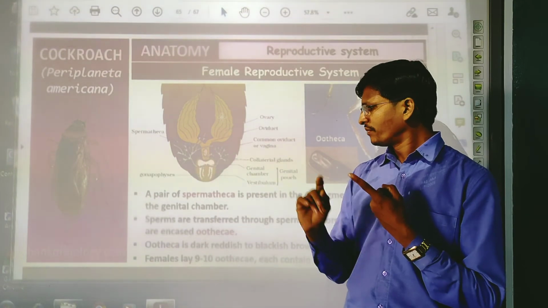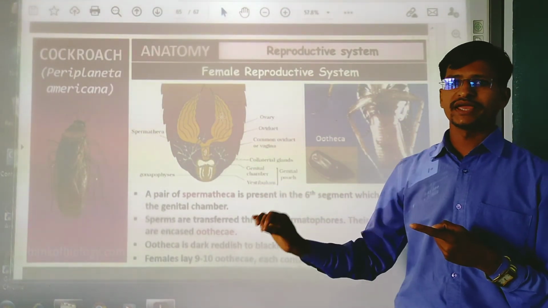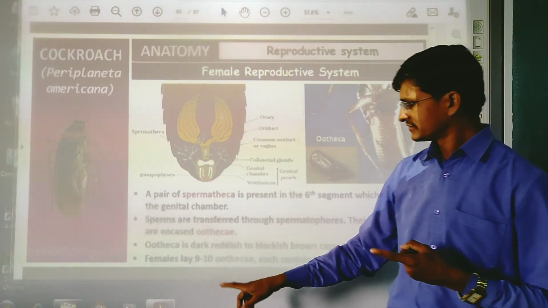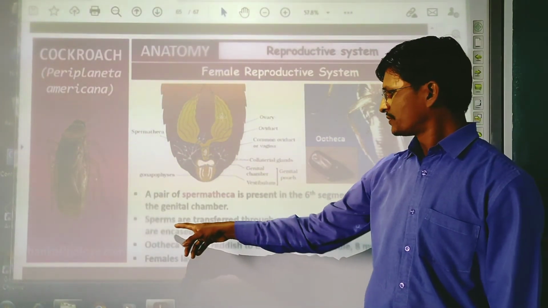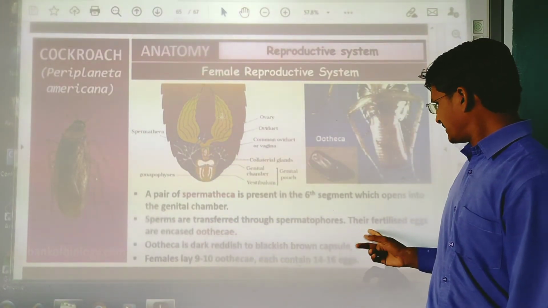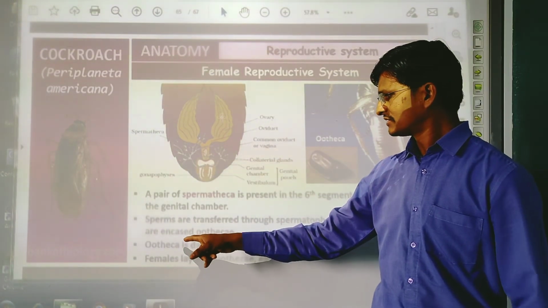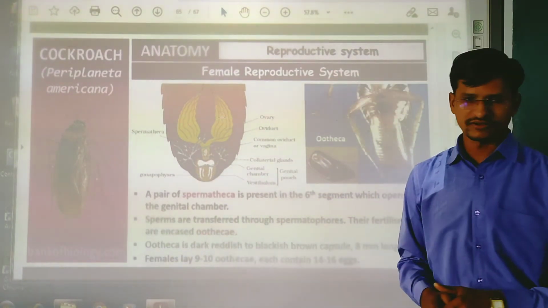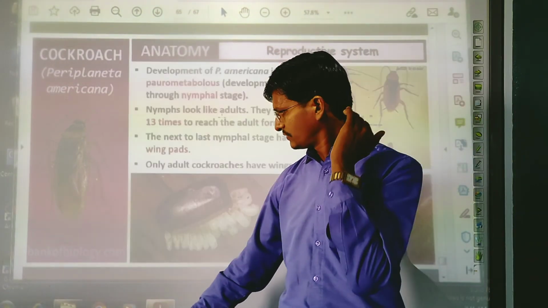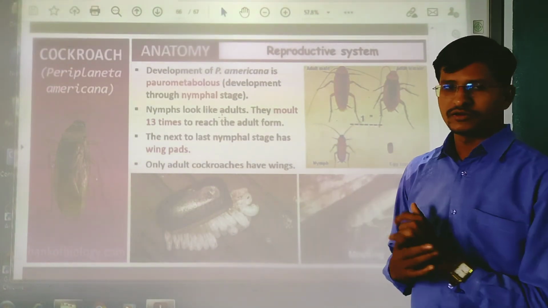A pair of glands is present in the 6th segment, that is the spermatheca. The sperms are transferred through a spermatophore, and the fertilized eggs are encased in the ootheca. So that is important. Now, that is the reproductive system anatomy.